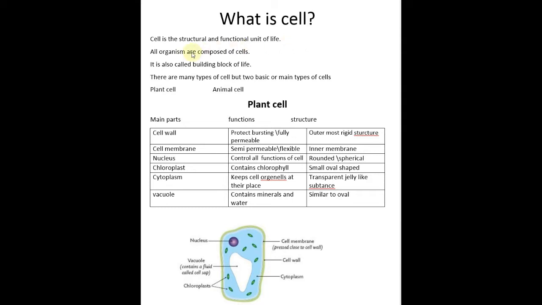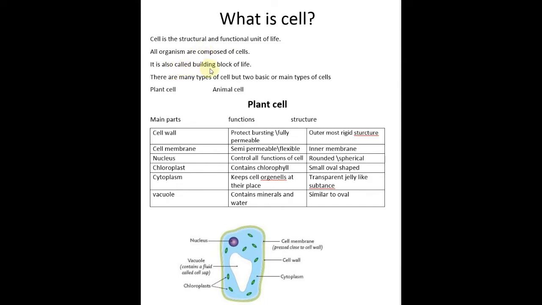What is cell? Cell is a structural and functional unit of life. It means all the organisms in this world are composed of cell. Whatever we are doing, whatever we are made up of, it is cell. So it's this basic structure and functional unit of life. All the organisms contain many types of cells. All the organisms like plants, animals, and any other organisms, all are composed of cells.